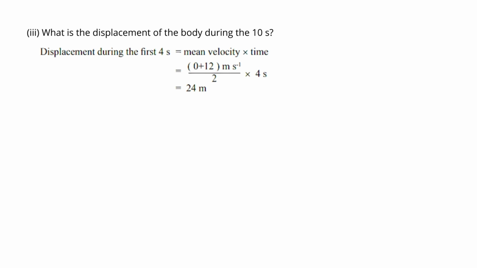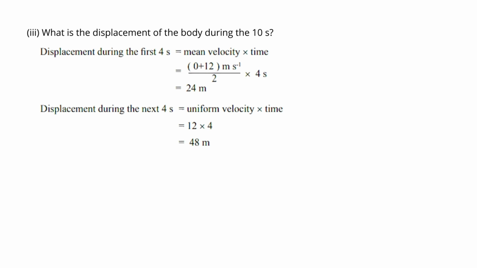Then what is the displacement of the body when it traveled with uniform velocity? Here we directly multiply velocity by time to calculate displacement. So displacement is equal to velocity into time. As you all know, after it reached 12 meters per second, it traveled with uniform velocity, so 12 meters per second into 4 seconds. That is equal to 48 meters.